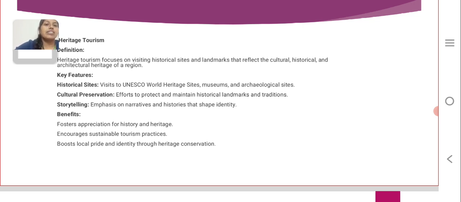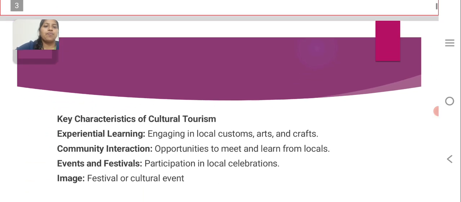Storytelling emphasizes narratives that shape identities. Benefits: foster appreciation of heritage, encourage sustainable tourist practices, boost local pride and identity through heritage conservation.